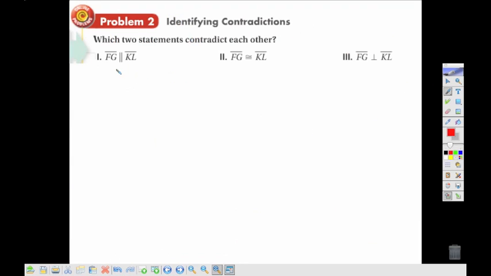Okay, so which statements contradict each other? If we're looking for a contradiction here, say I've got these two segments that are parallel to each other, congruent to each other, and perpendicular to each other. Now if I have parallel segments, they could also be congruent. But they cannot be both parallel and perpendicular.